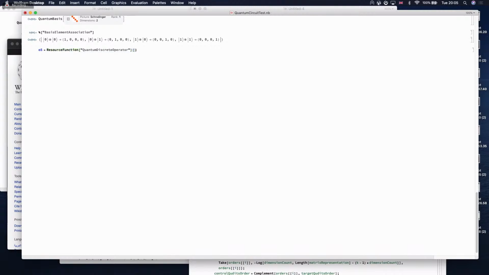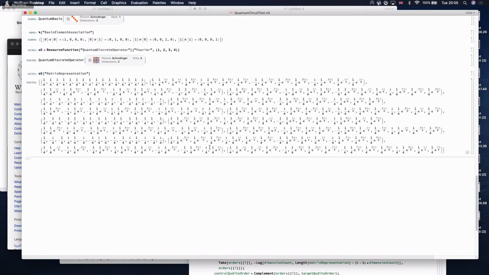Sure. Well, let's do length 4. Why not? So we can say Fourier 1, 2, 3, 4 or something. So now this has got some nice complicated matrix representation. Can you decompose that into gates? Can you make that, for example, with your new gate compiler optimization thing? Can you write down that Fourier thing in terms of other gates?